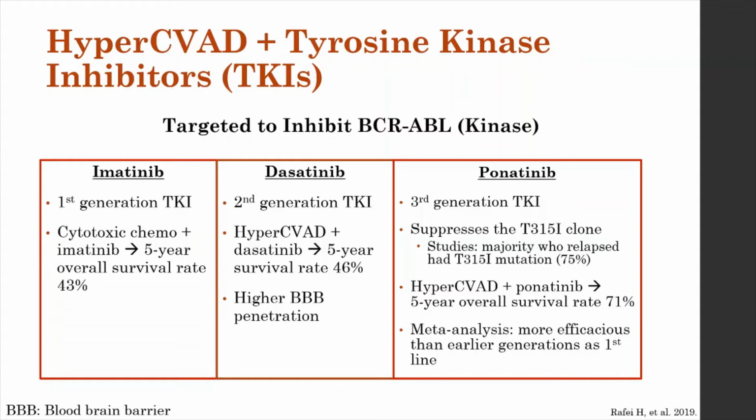So ponatinib targets this specific mutation, but it can also be used in patients without the mutation. And when it was studied with hyper-CVAD, it did show a higher 5-year overall survival rate compared to the previous generation TKIs. And very recently, a meta-analysis showed that it was more efficacious than the other TKIs as first-line therapy. But since this is so new, it hasn't gotten into the guidelines yet, so all three of these are still recommended as first line.